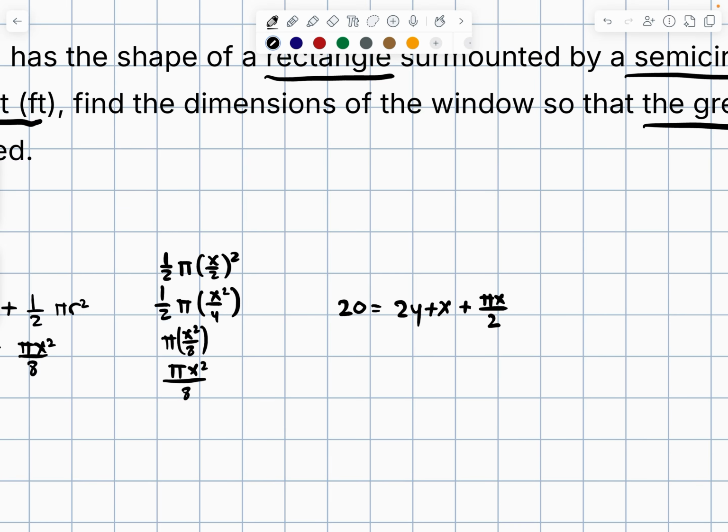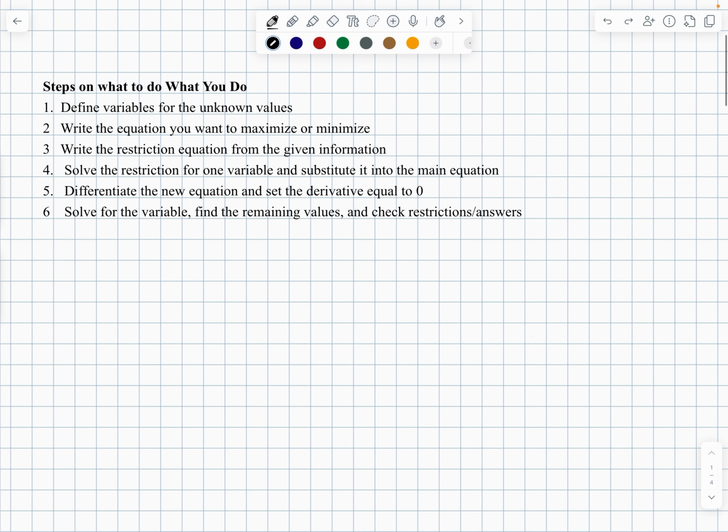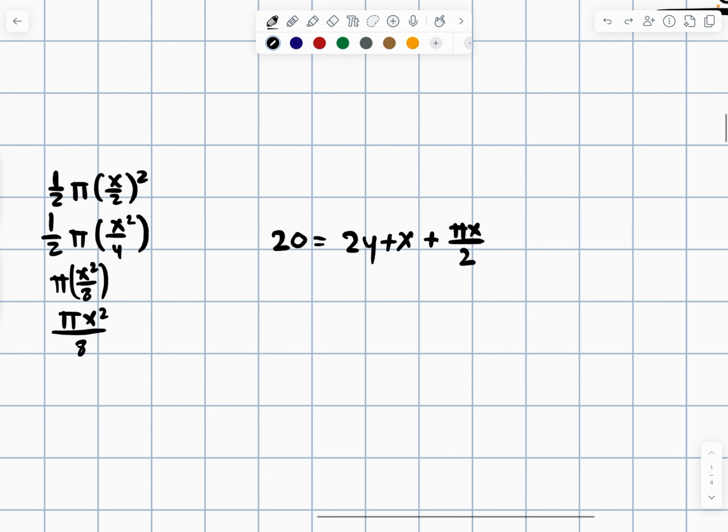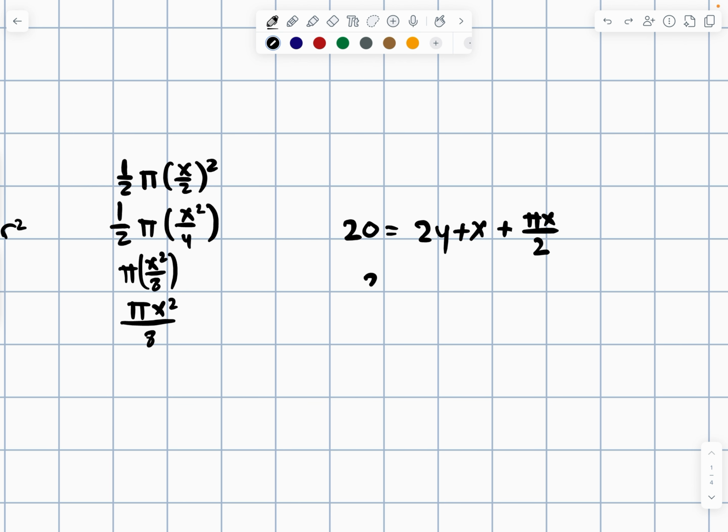Now if we look at our steps here, we said that we want to solve for one variable, so we can input it into our next equation. So we're going to isolate for y here. 2y is equal to 20 minus x minus pi x by 2. And then dividing everything by 2 gives us y is equal to 10 minus x by 2 minus pi x by 4.